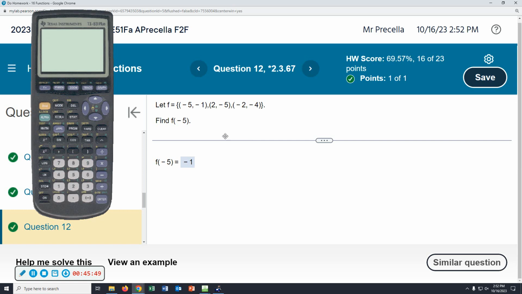Is that it? There's not another? Yeah, that's it. It can't all be that short. Any questions on that? The number in the parentheses is x. Your answer is y.